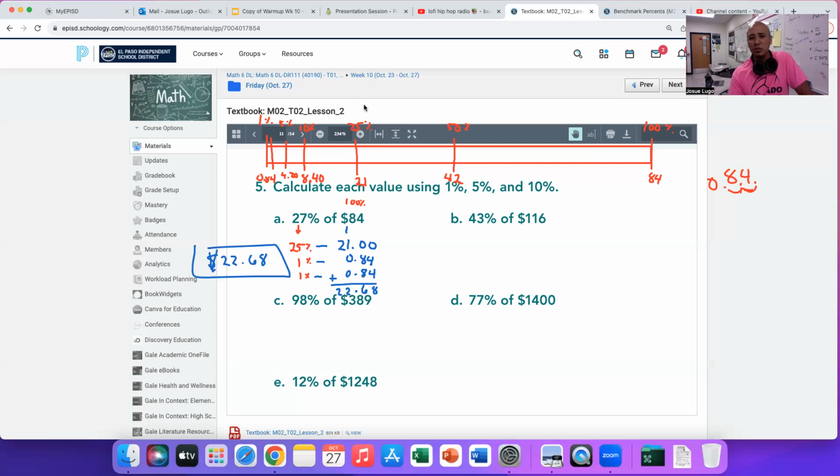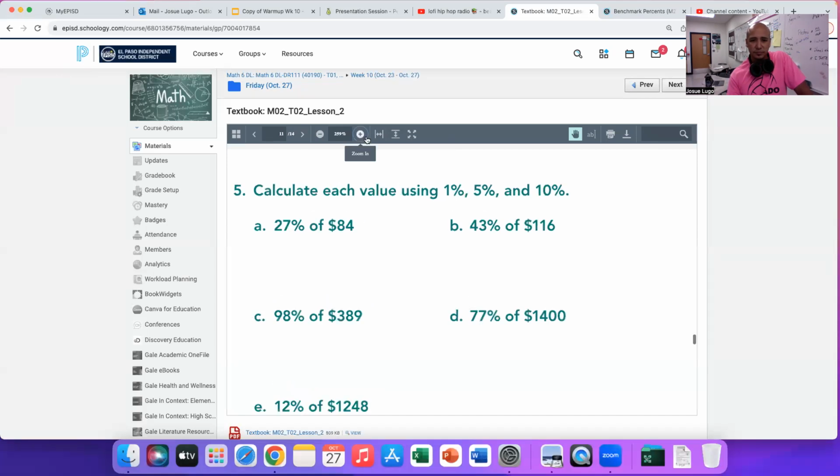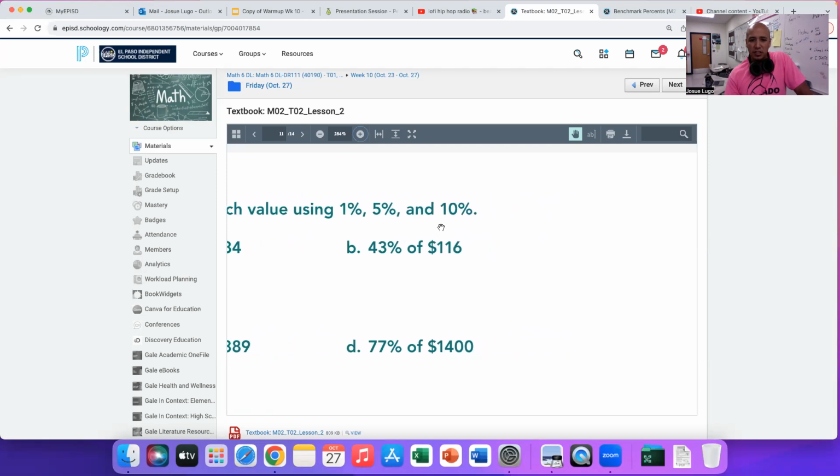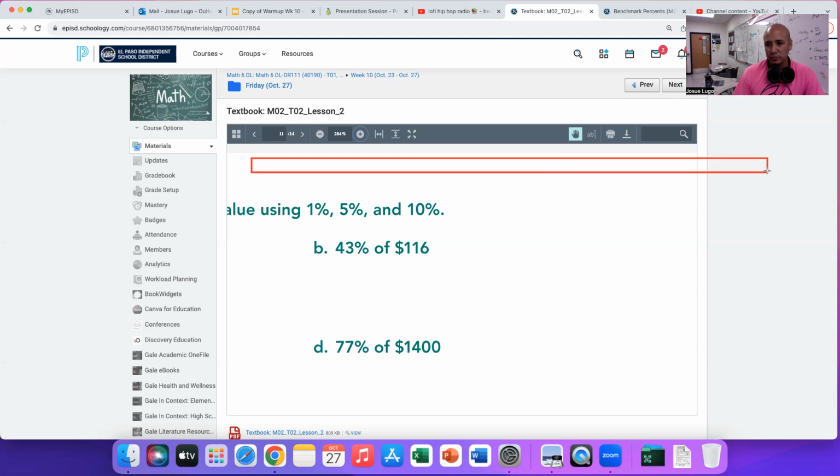Let's try one more, and I'll try to be a little cleaner with this one. Give me a second. Let me zoom in a little bit on this. Let's find 43% of 116. As always, ladies and gentlemen, let us begin with our double number line. So here's my double number line. Let's begin with 100%. 100% of 116 is 116.